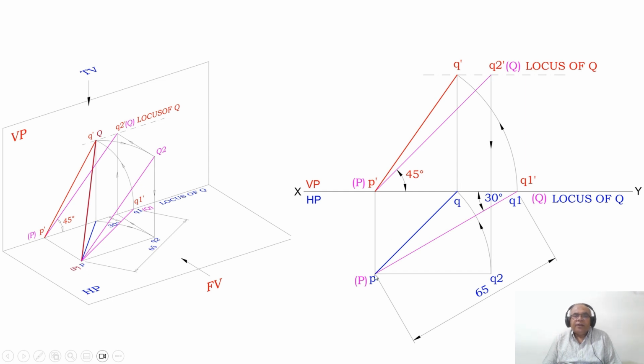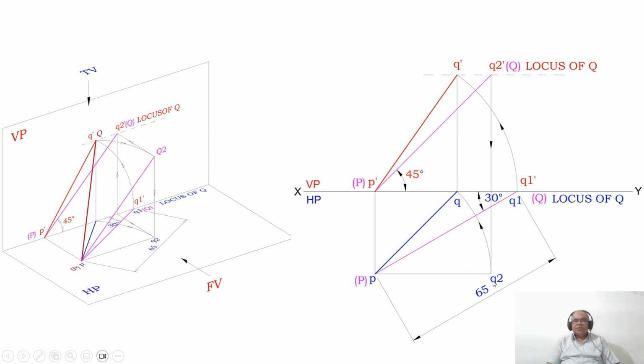Where is the point P? P is in front of VP by this distance. Therefore, Q2 should also be in front of VP by the same distance. So draw a horizontal projector from P, and from Q2 dash draw a vertical projector such that Q2 is going to cut the horizontal projector drawn from P. Therefore, PQ2 is parallel to XY in the top view, hence it is the true length in the front view.